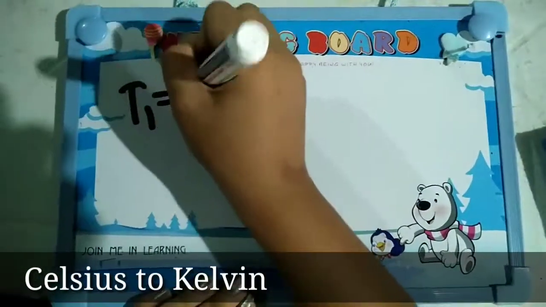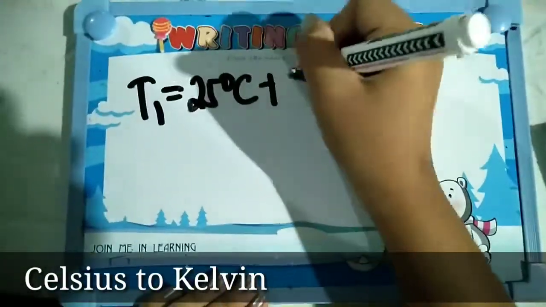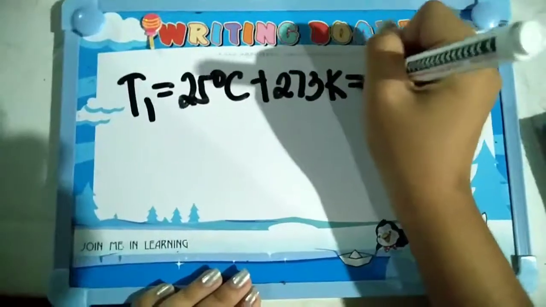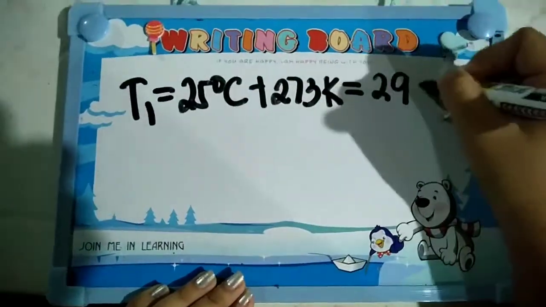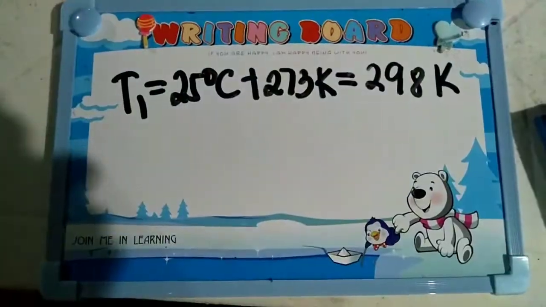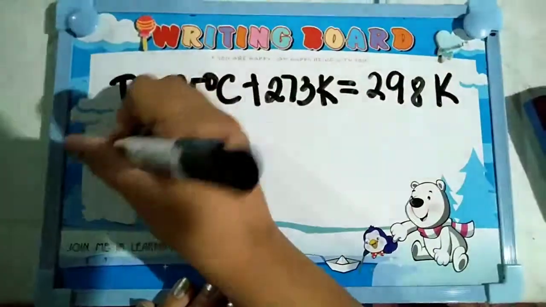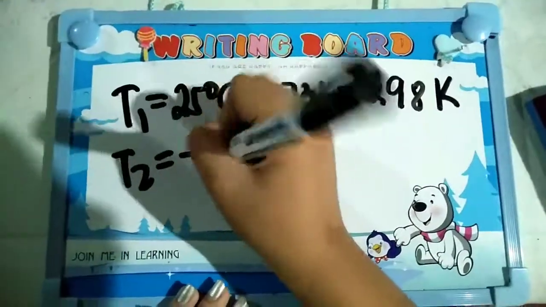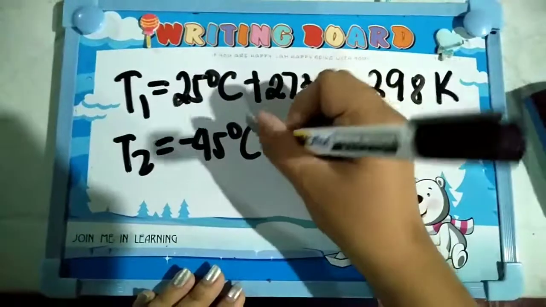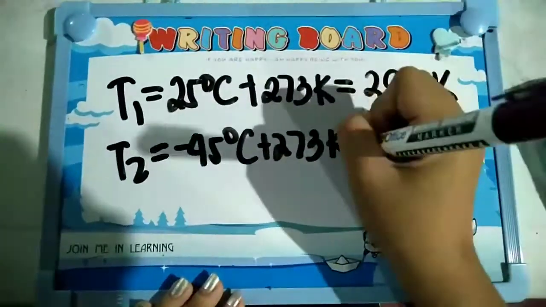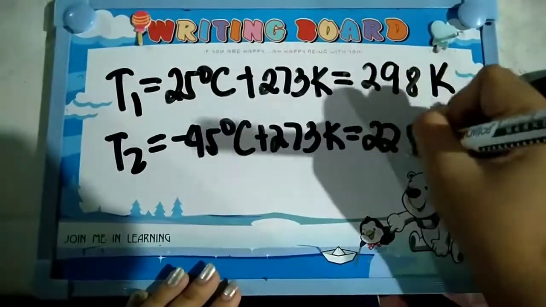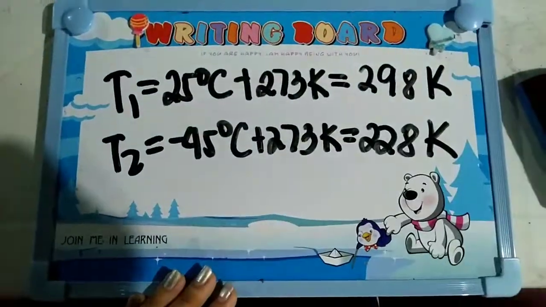Since the given temperature is in degrees Celsius, we should convert this to Kelvin. Temperature 1 is equal to 25 degrees Celsius plus 273 in order to become 298 Kelvin, and temperature 2 is equal to negative 45 degrees Celsius plus 273 in order to become 228 Kelvin.